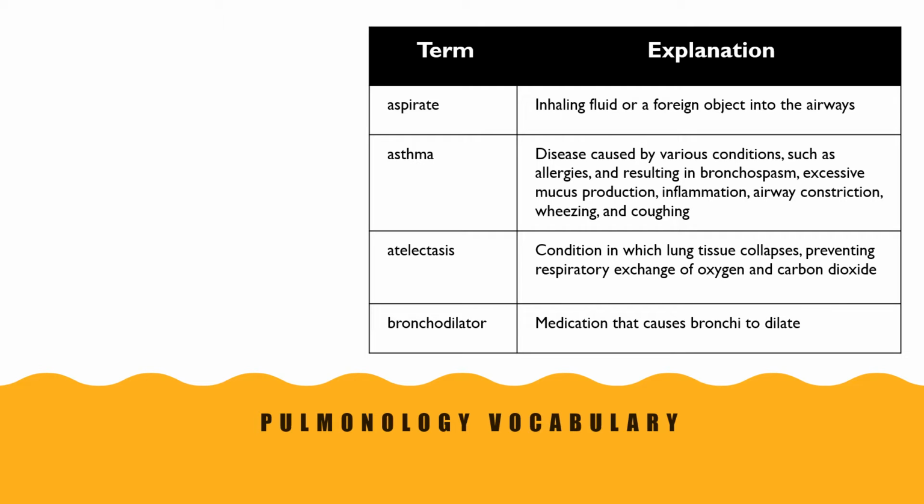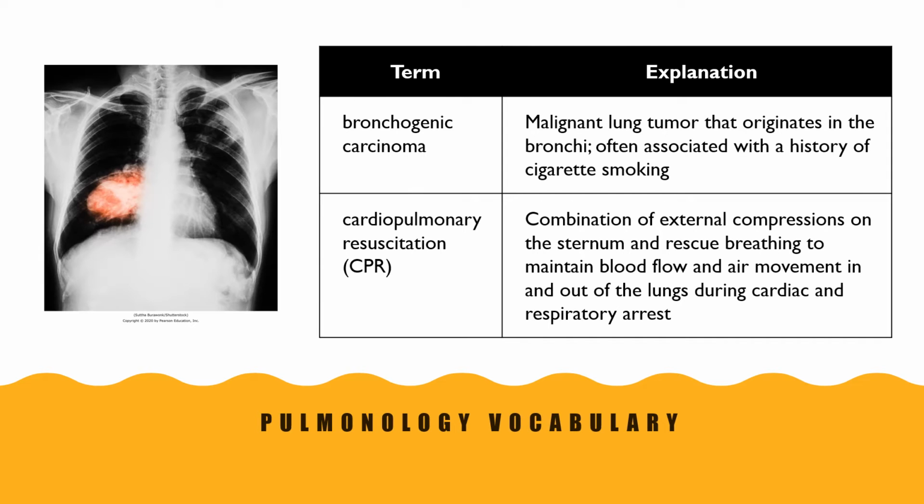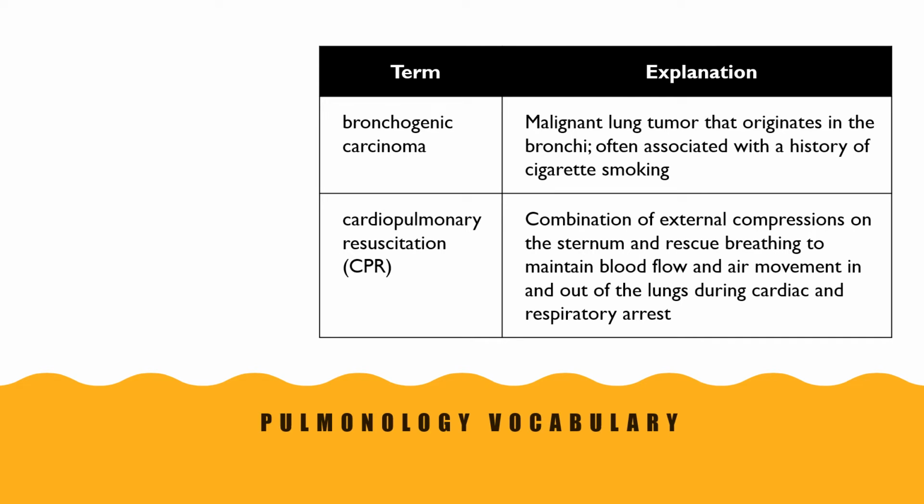Atelectasis is a condition in which lung tissues collapse, preventing respiratory exchange of oxygen and carbon dioxide. A bronchodilator is a medication that causes the bronchi to dilate, which can be used to treat asthma. A bronchogenic carcinoma is a malignant lung tumor that originates in bronchi and is often associated with a history of cigarette smoking. Cardiopulmonary resuscitation, abbreviated CPR, is a combination of external compressions on the sternum and rescue breathing that helps maintain blood flow and air movement in and out of the lungs during cardiac and respiratory arrest.